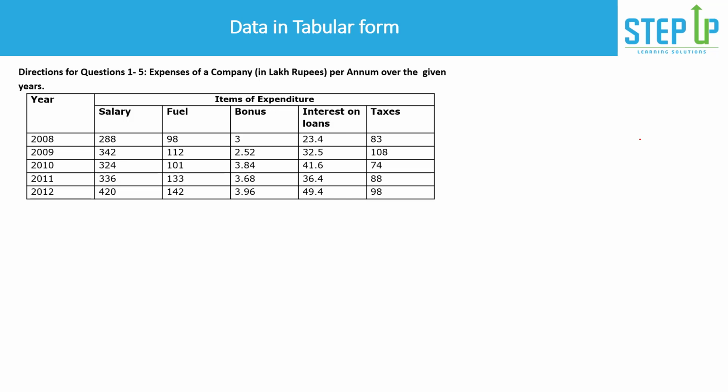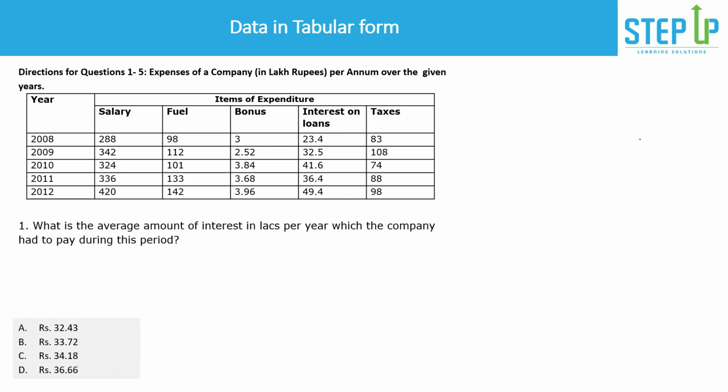So what he's saying, these are the years. There are 5 years given from 2008 to 2012, and these are the different expenditure items of this company. The company incurred expenses on salary, on fuel, on bonus, on interest on loans that they were paying, and taxes. So I think fairly simple. Let's move to our question.